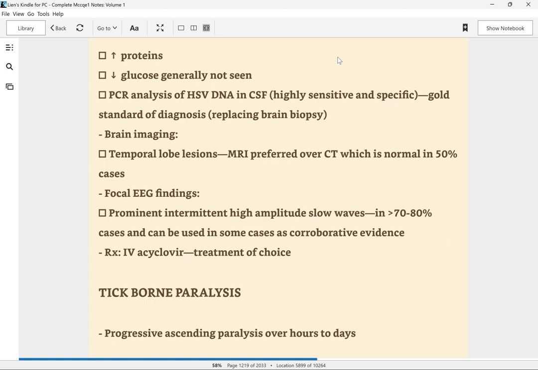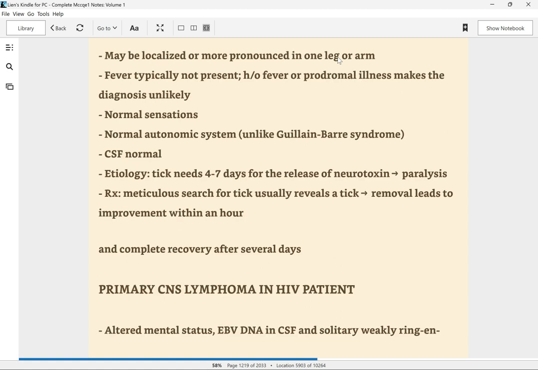Tick-borne paralysis, progressive ascending paralysis over hours to days. May be localized or more pronounced in one leg or arm, fever typically not present. History of fever or prodromal illness makes the diagnosis unlikely. Normal sensations, normal autonomic system, unlike Guillain-Barré syndrome, CSF normal.